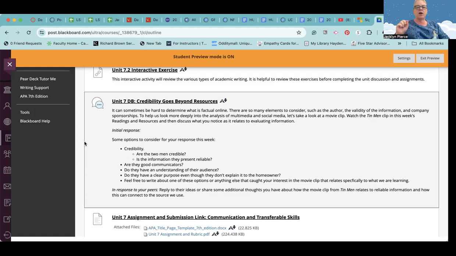Second item, are they good communicators? Again, somebody can be a great communicator and still be a liar, liar, pants on fire, right? So do they communicate effectively? Do they have an understanding of their audience, who they're speaking to? Do they have a clear purpose, even if they don't explain it to the homeowner? So the purpose behind what they say, for example.